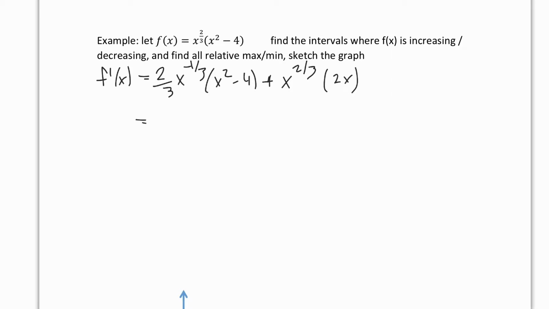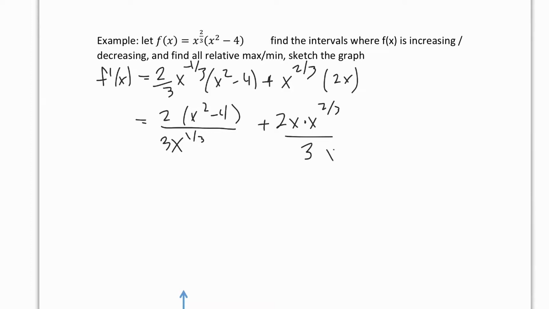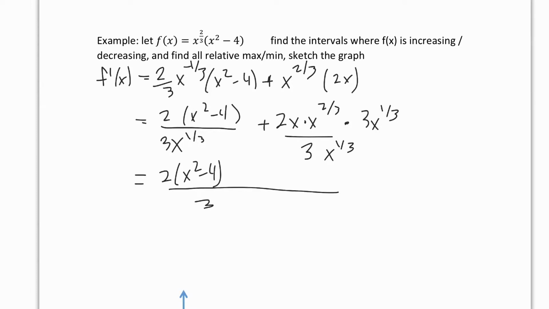Now we want to convert that because eventually we need to make this all common denominator and whatnot. So this would be x to the 1/3 on the bottom, x squared minus 4. And over here we have, well, I guess 2x times x to the 2/3. So this is missing, oh, don't lose that 3 on the bottom. So this is missing a 3x to the 1/3. And so we need a 3x to the 1/3 on the top over here. So we'll have 2 times x squared minus 4 over 3x to the 1/3.